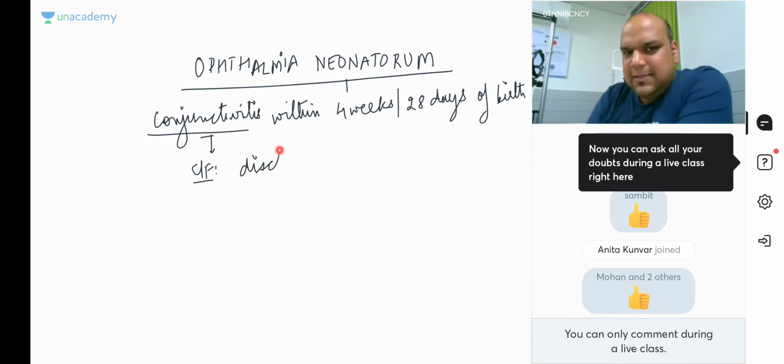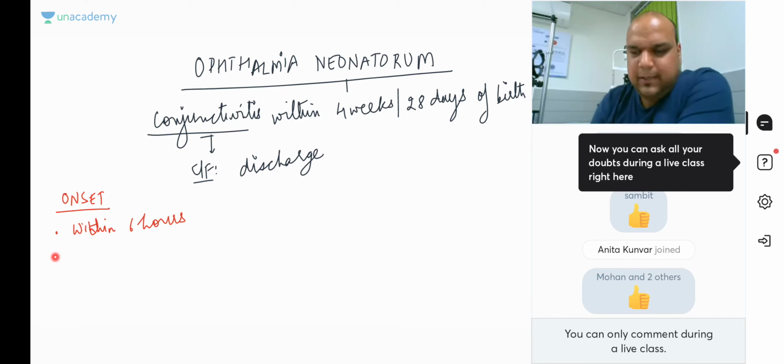In this case, we see discharge. There is a lot of discharge coming out from the child's eye. Now, ophthalmia neonatorum is caused by chlamydia, yes, but it is caused by various other causes. Depending on the onset, we can tell the cause. So if the onset is within 6 hours after birth, everybody, then what is the cause?